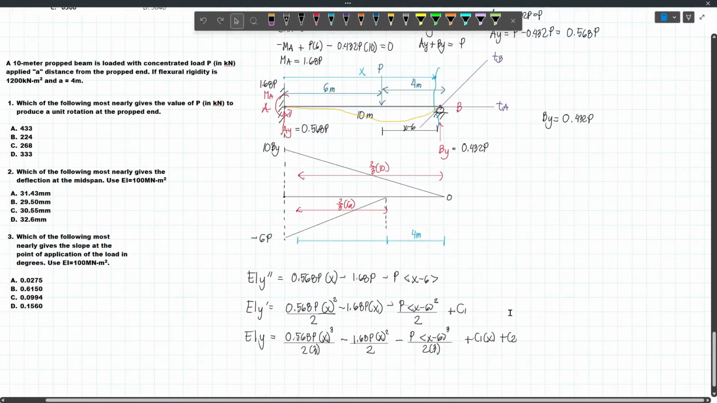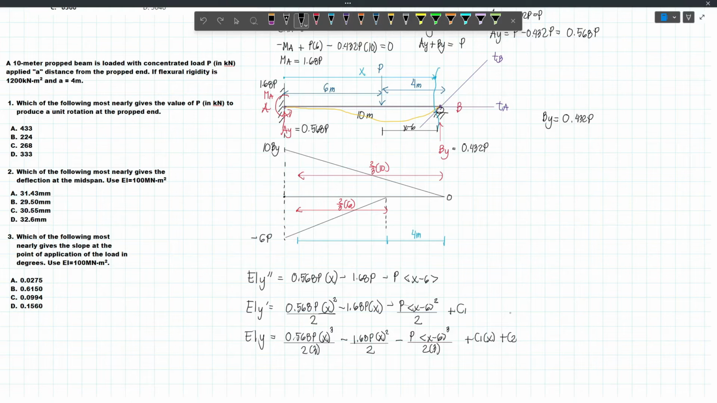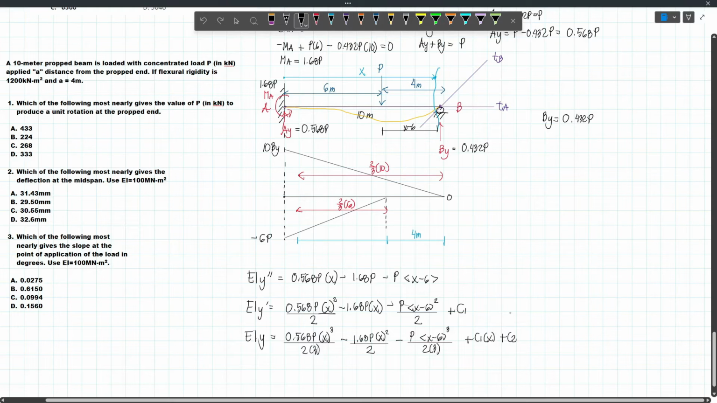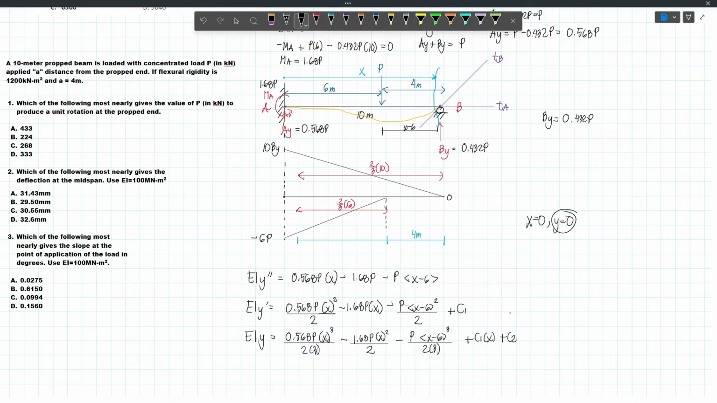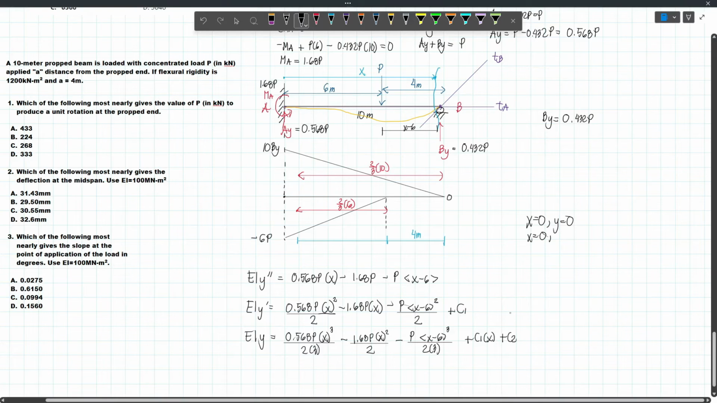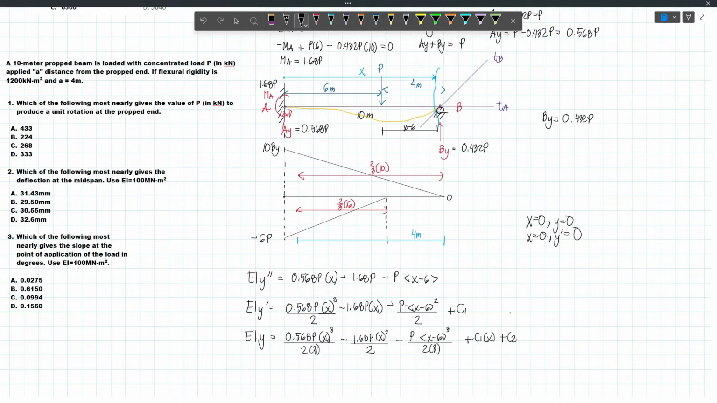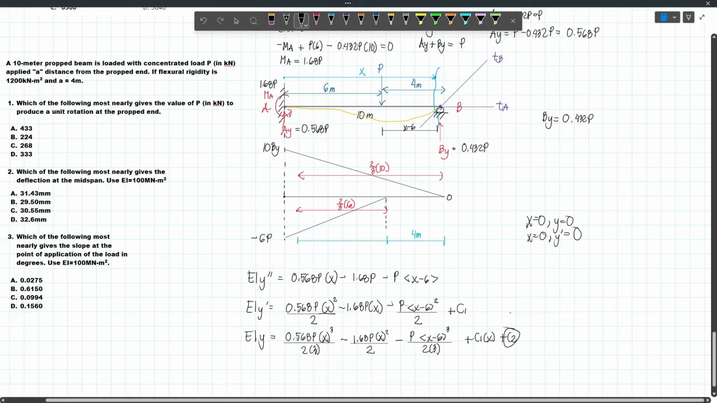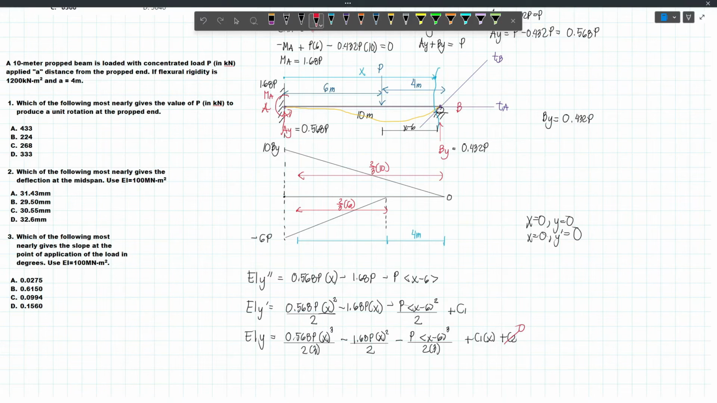Now again, in our previous videos we clarified that if there is a fixed support, we can say that at x equals 0, y is equal to 0 because there is no deflection there, and also no slope there. And so our y prime would also be equal to 0. So essentially c1 and c2 automatically become 0. So this is 0, this is 0, and also this one 0.